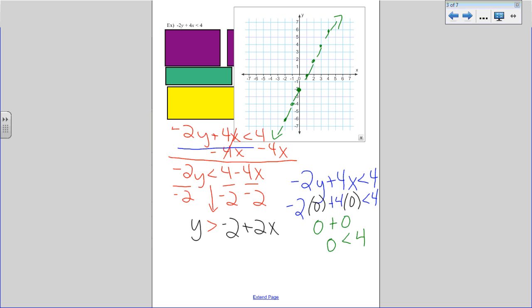Do you see why that 0, 0 is such an important number to write down, guys? Because it's going to make your math pretty easy. And it's really easy to compare numbers to 0. Is 0 less than a positive 4? Yeah. So because 0, 0 is true, this is the point that works. Guess where my shading is going to go? On the top of the line.